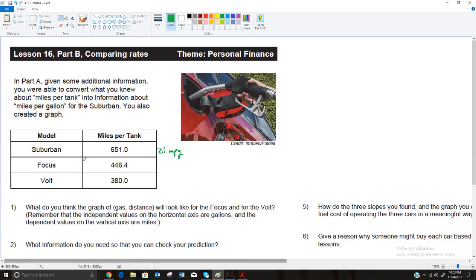And the answer is that the Focus would likely get more miles per gallon than the Suburban. And so its line would probably rise more quickly than this one because it's going to go up more for each gallon that you add. And then the Volt even more than that. So I suspect that the Focus and the Volt will have steeper lines than the Suburban because we gain more miles for each gallon.